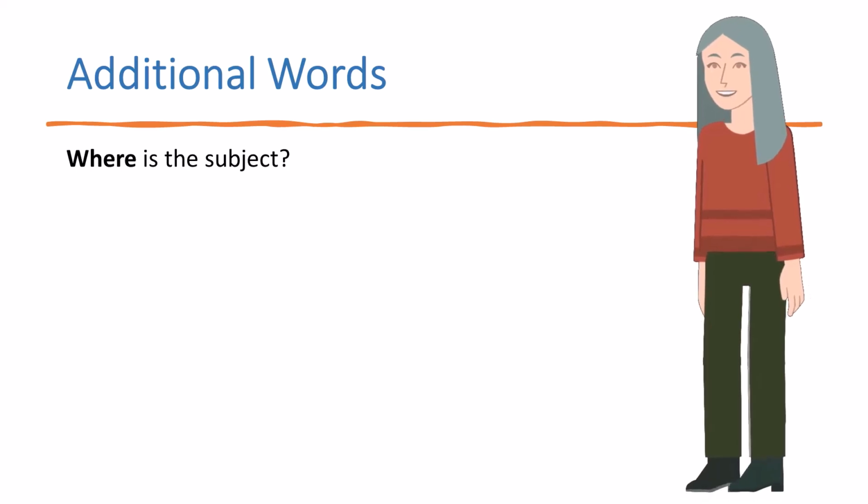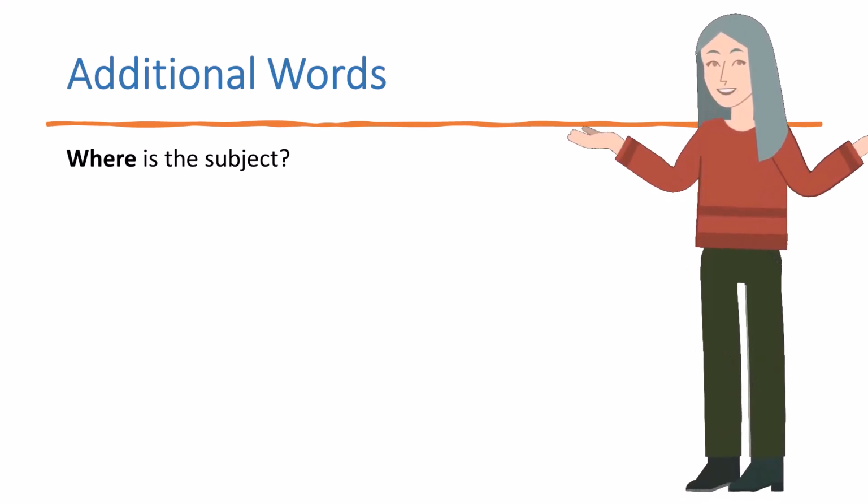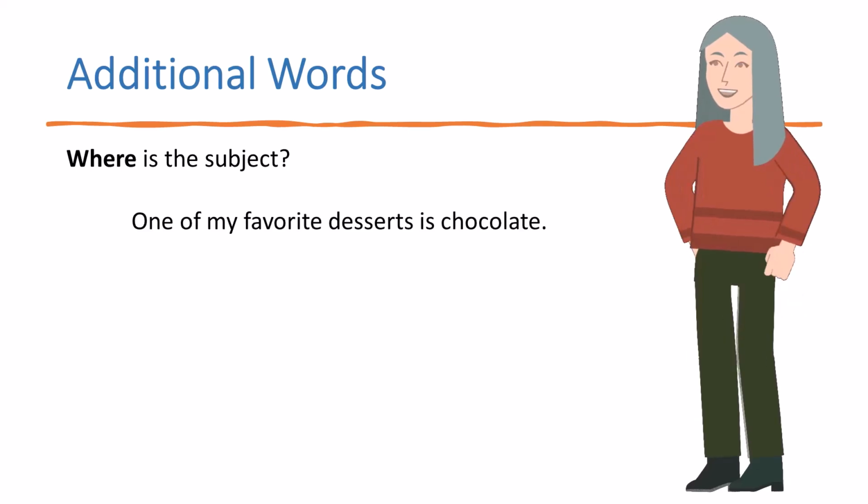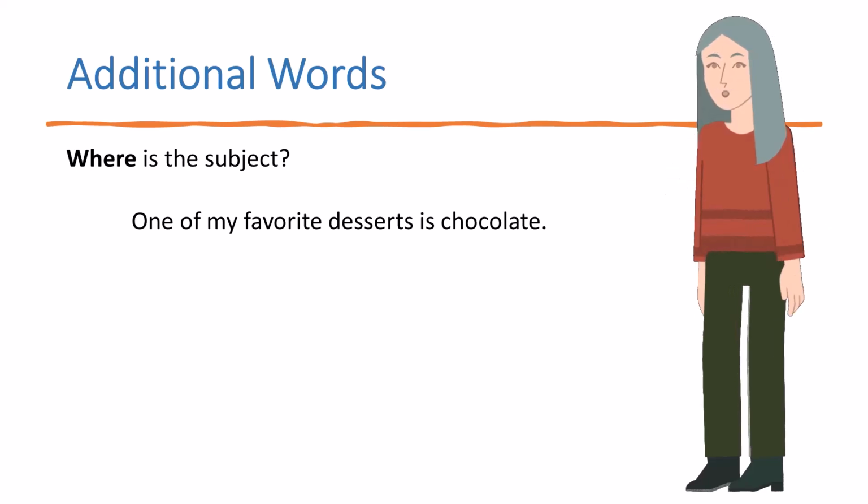When considering the situation of additional words, the question to ask is, where is the subject? That must be properly identified in order to choose the proper verb form. One of my favorite desserts is chocolate. Oh, it's so true. In this sentence, do not assume that the noun closest to the verb is the subject. Desserts is not the correct subject in this example.